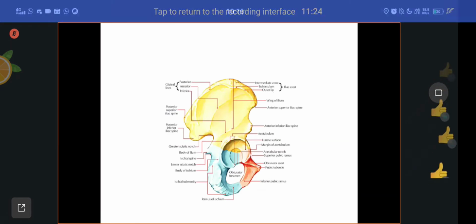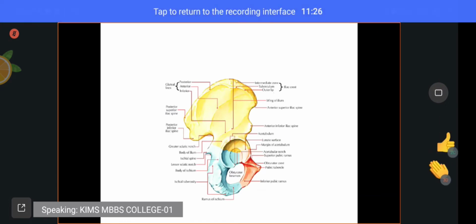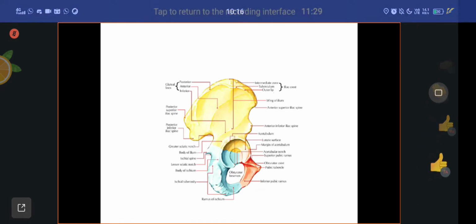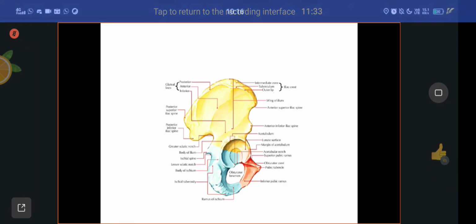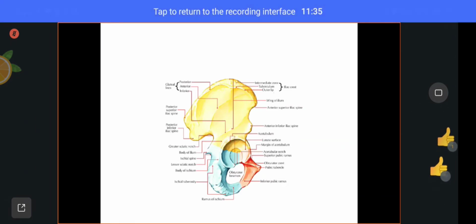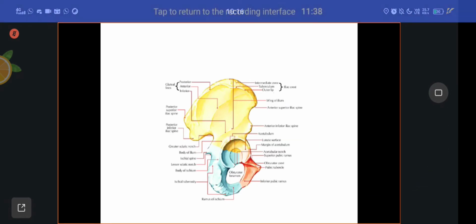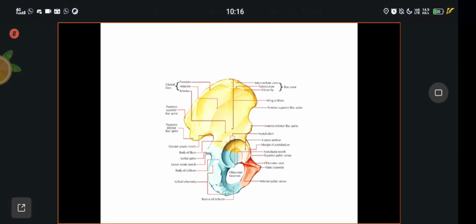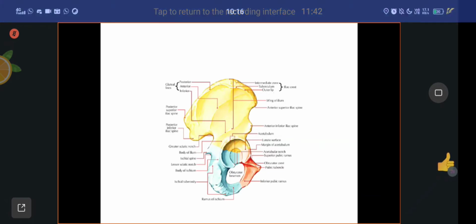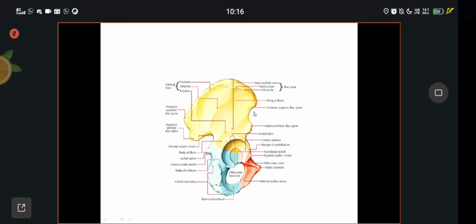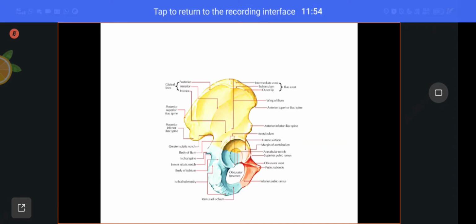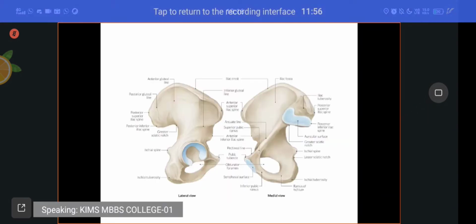I'll be going slowly because I'll be teaching you this bone for 2 days. So if you don't understand, you can interrupt me anywhere and I'll try to explain once again. Please don't feel hesitant. If you don't understand, please ask me again. It is a bit difficult, because if I had the bone in a dissection, it would have been easy. But anyway, don't worry.